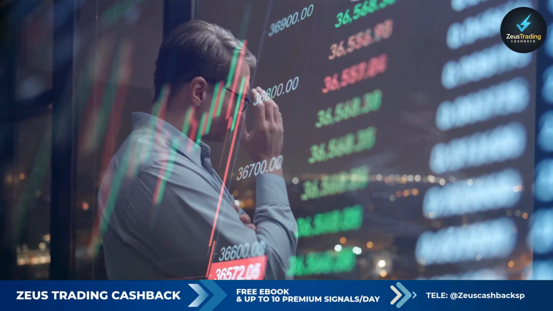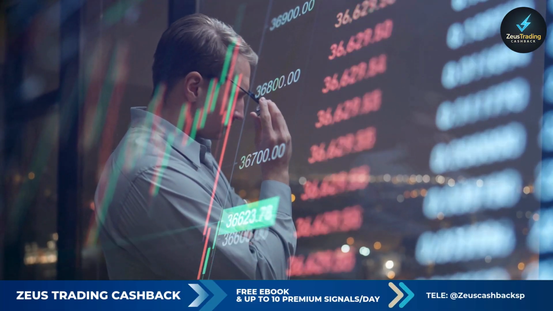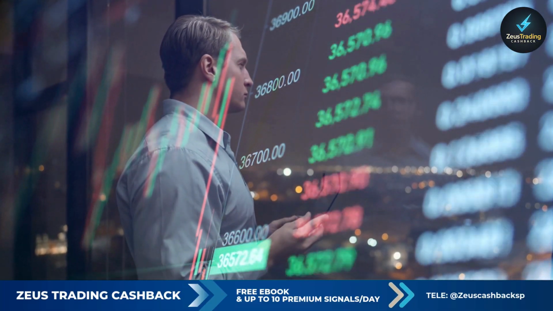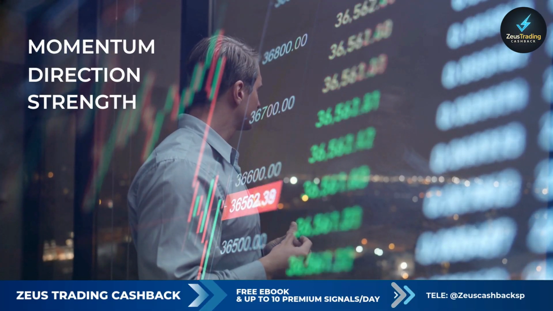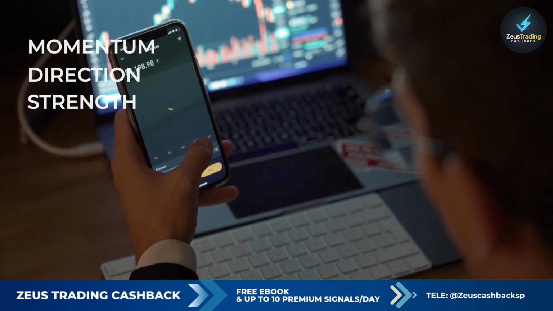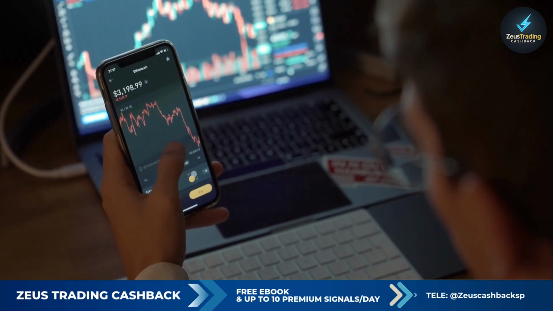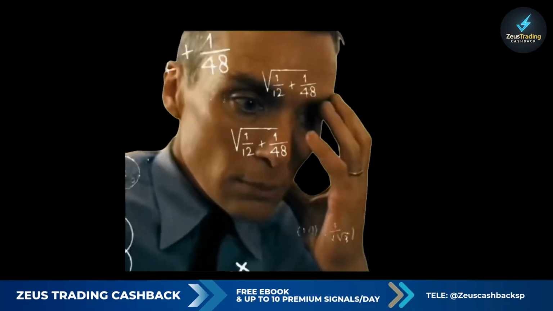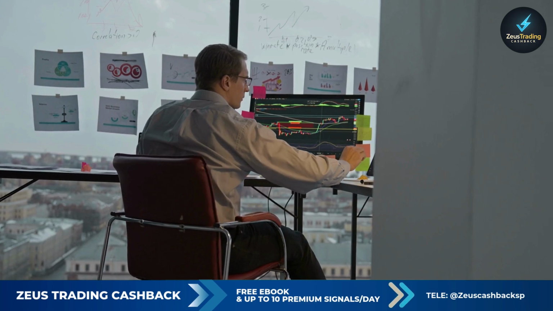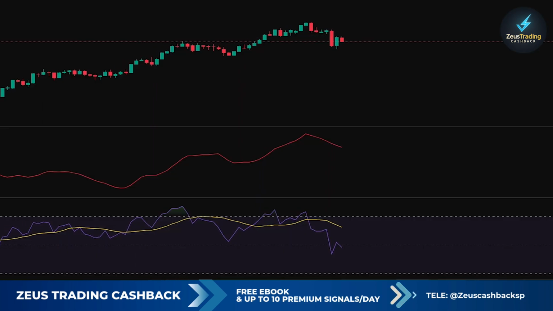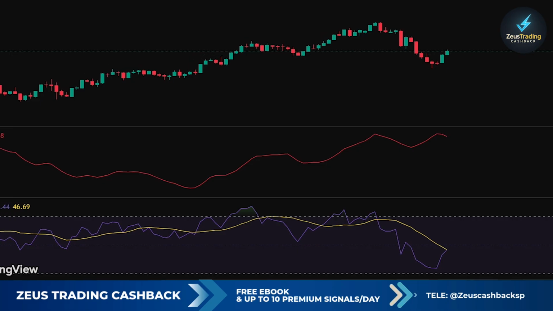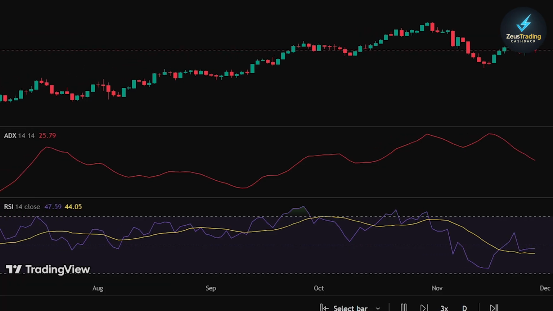The EMA RSI ADX system isn't magic, but it's a powerful data-driven combination of 3 core elements: momentum, direction, and strength. When all 3 agree, you're no longer trading emotionally, you're trading with logic and precision. So stop chasing the next secret indicator and start mastering the synergy of these 3. Let EMA, RSI, and ADX guide you to see the real flow of the market instead of being swept away by it.